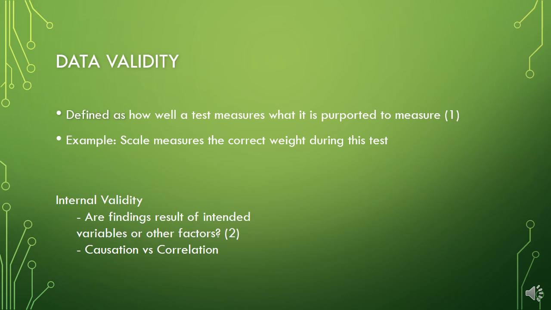So are the findings the result of intended variables or other factors? If you think about that question in terms of data validity, if you have some sort of experiment that you do, can you say that what you find in that experiment is a result of something you're actually trying to measure or not?